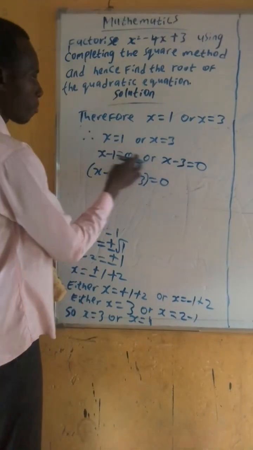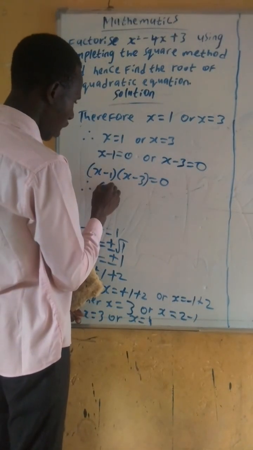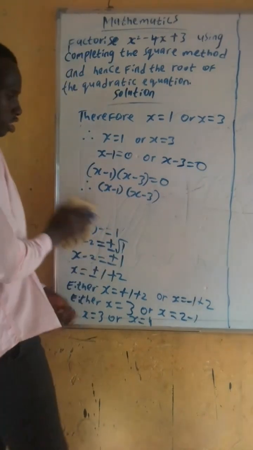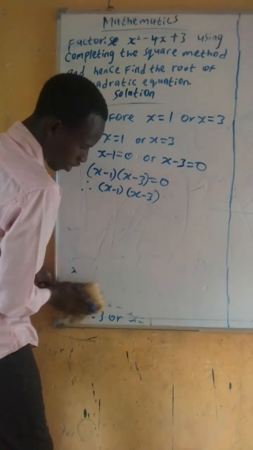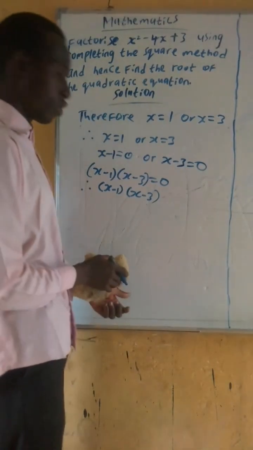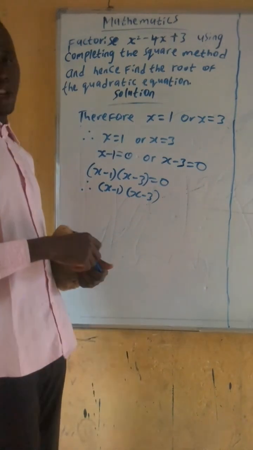Right? Because both of them are equal to 0. So therefore, we have what? X minus 1, x minus 3. This is the what? The result of the factorization. And we have already found the root of the equation. See you in my next tutorials.